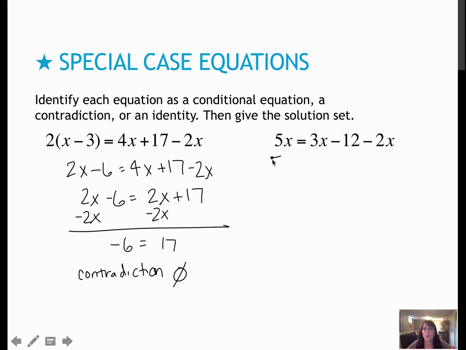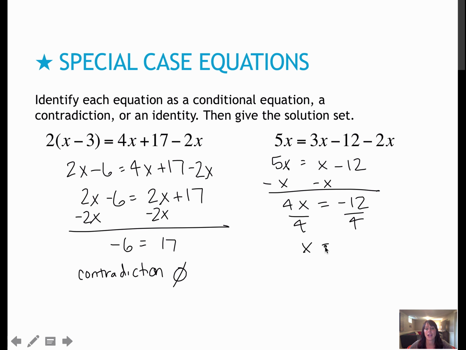On the second question, if I combine like terms, 5x and then -2x gives me x. Subtract x from each side, I get 4x equals -12, which of course means that x is -3. This would be considered conditional, and the solution set would be that x equals -3, because that's the only value that works.